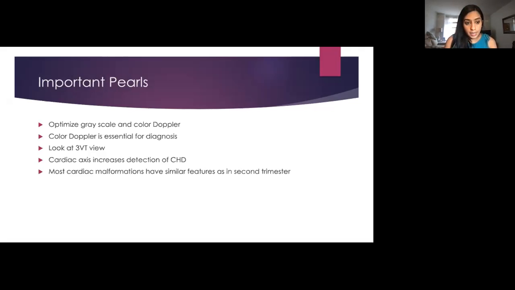Looking at the cardiac axis can help increase your detection of heart problems. And most cardiac malformations have similar features in the first trimester as they do in the second trimester. So it's images that we have seen in the second trimester, just in the first trimester.